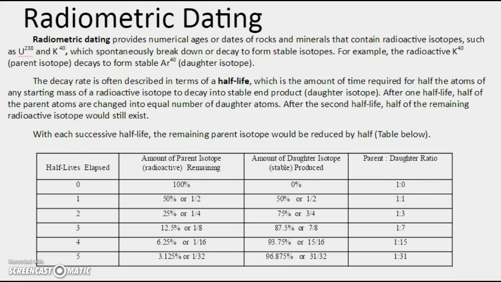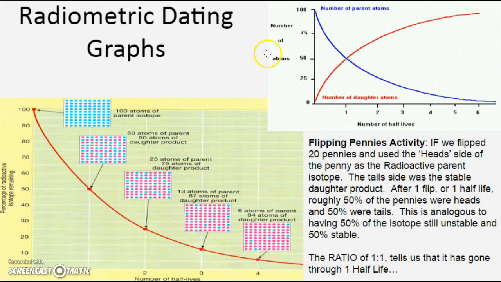Here we have these radiometric graphs. If I have 100% parent, as it's decaying, I'm gaining the number of stable daughter, and I can see this if I look at this graph. If I start off with 100 parent isotope atoms, after one half-life it's going to be 50% parent, 50% daughter. After a second half-life it's going to be 25% parent, 75% daughter. So its ratio is 1:3.